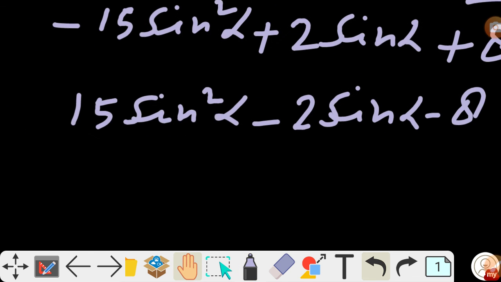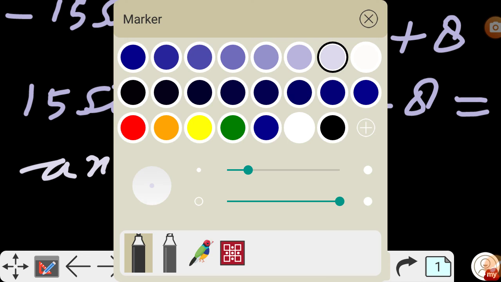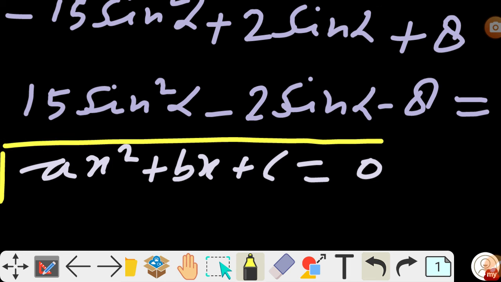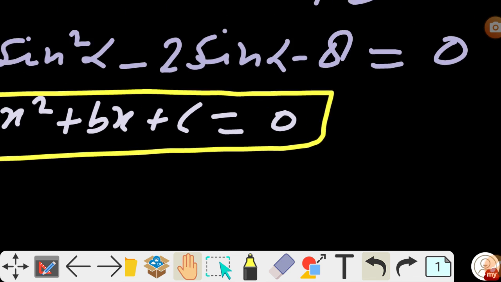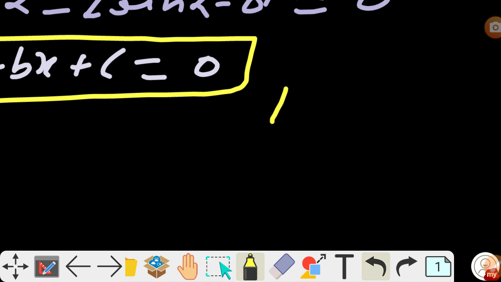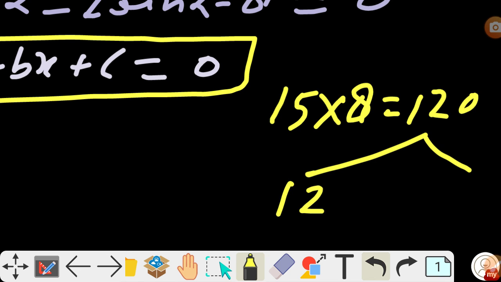equal to 0. So now we know that this equation becomes in the format of ax square plus bx plus c equal to 0. So try to find out the factors of the above equation. We multiply 15 into 8, which is 120. And for 120 we take the factors 12 into 10.